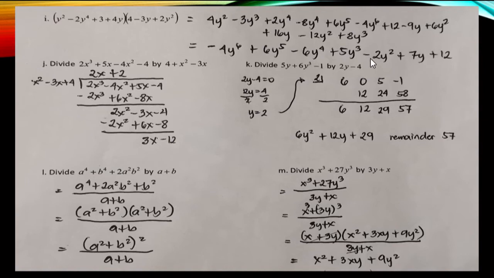Then for y squared, we have 4y squared, and 6y squared, and then negative 12y squared. So 4 plus 6 is 10, minus 12, so that is negative 2y squared. And for y, negative 9y and 16y, so negative 9 plus 16 is 7y. Then last, we have plus 12.